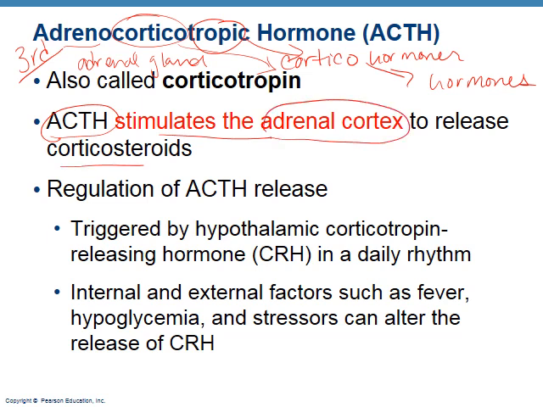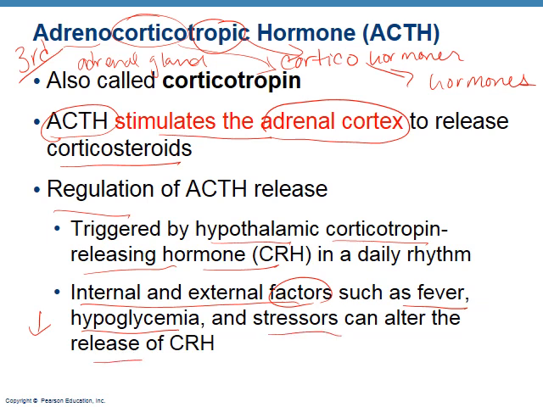stimulates the adrenal cortex to release corticosteroids. It's regulated by hypothalamic corticotropin releasing hormone. There are some other factors such as fever, hypoglycemia, so that's low blood glucose, and stressors that can alter the release of CRH. So on this one, you're going to have to think about two things at the same time, right? So we're saying stress can cause the release of CRH, and that's from the hypothalamus.